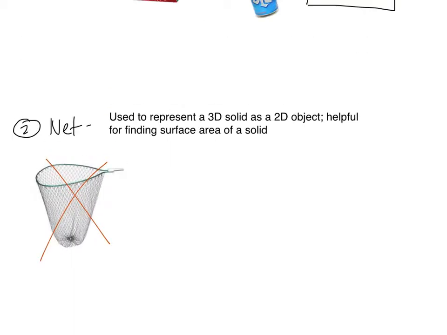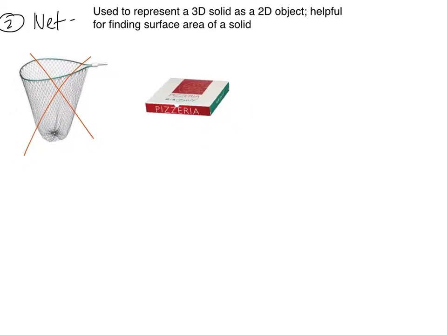So I'm going to bring down this pizza box, and this pizza box actually has a net. Now, can we see it? No, we have to draw it. But the net of a pizza box basically means, hey, unfold a pizza box completely and see what you get. So if we did that, we would get something that looked like that.